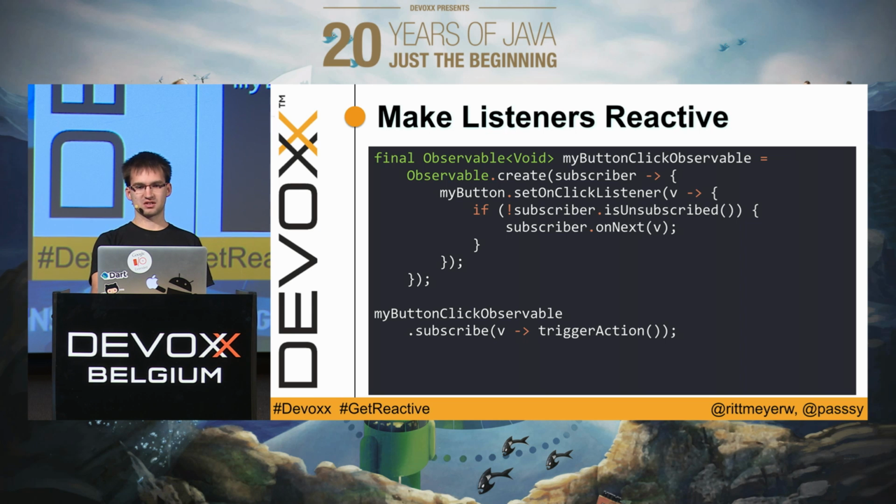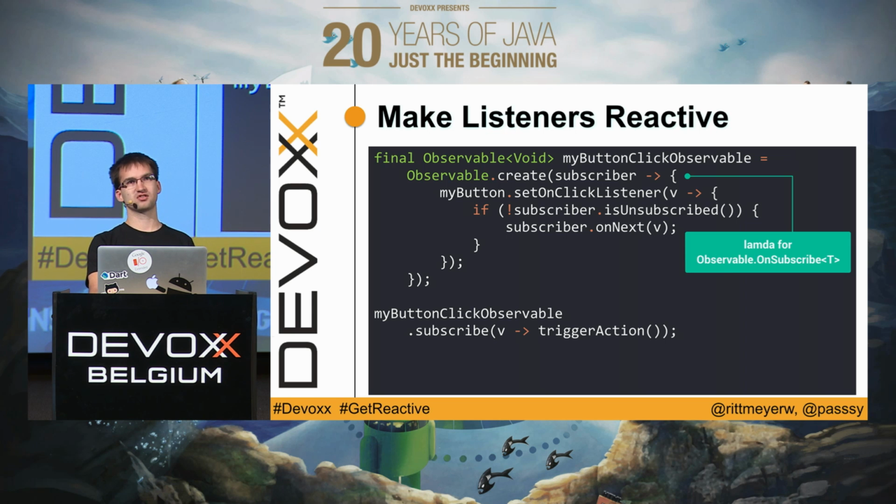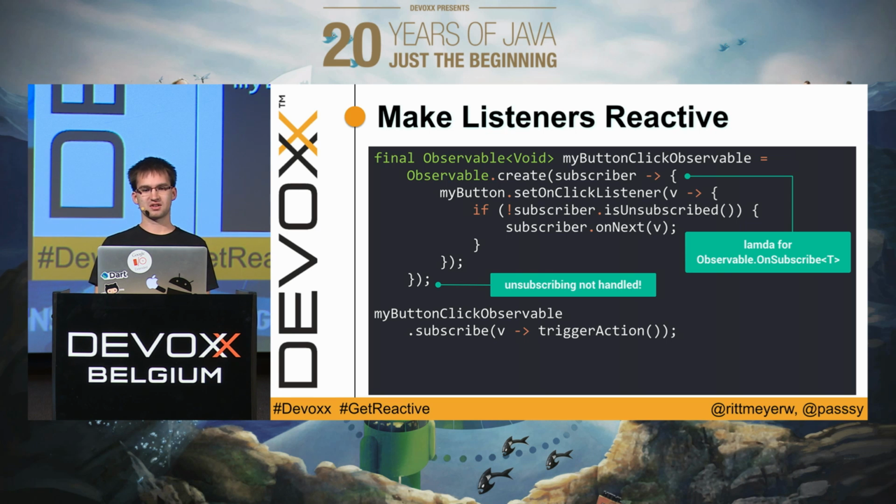But don't use this code in production. Here's just a hint: if you are not familiar with Retrolambda or lambdas in general, it's because we are still stuck at Java 7. And don't use this in production because I haven't handled unsubscribing. We heard it before. You can unsubscribe from the subscriber, and even without emitting an item, you should cancel, in this case, the onClick listener, set it to null again, but it's not handled here.